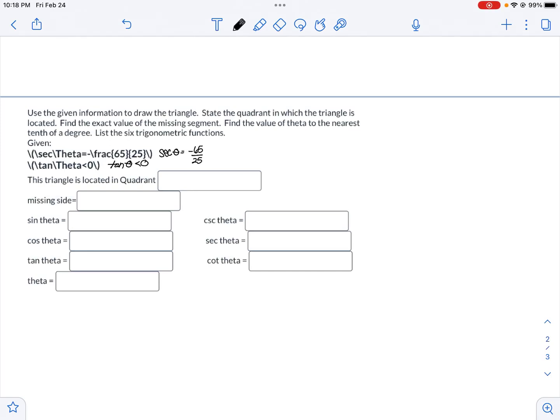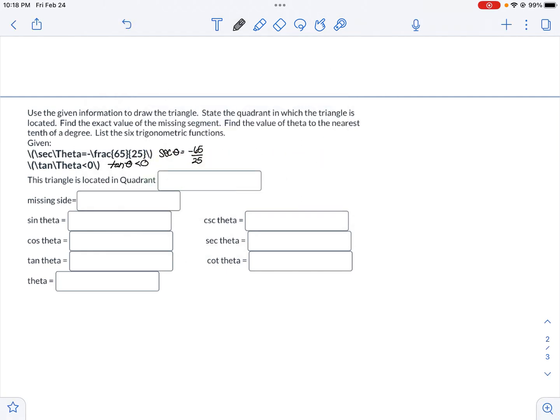Hello, my friends. So we're going to talk about how to draw the triangles and find the 6 trig functions when you are given specific information. First of all, we have to figure out what quadrant this is going to be in.